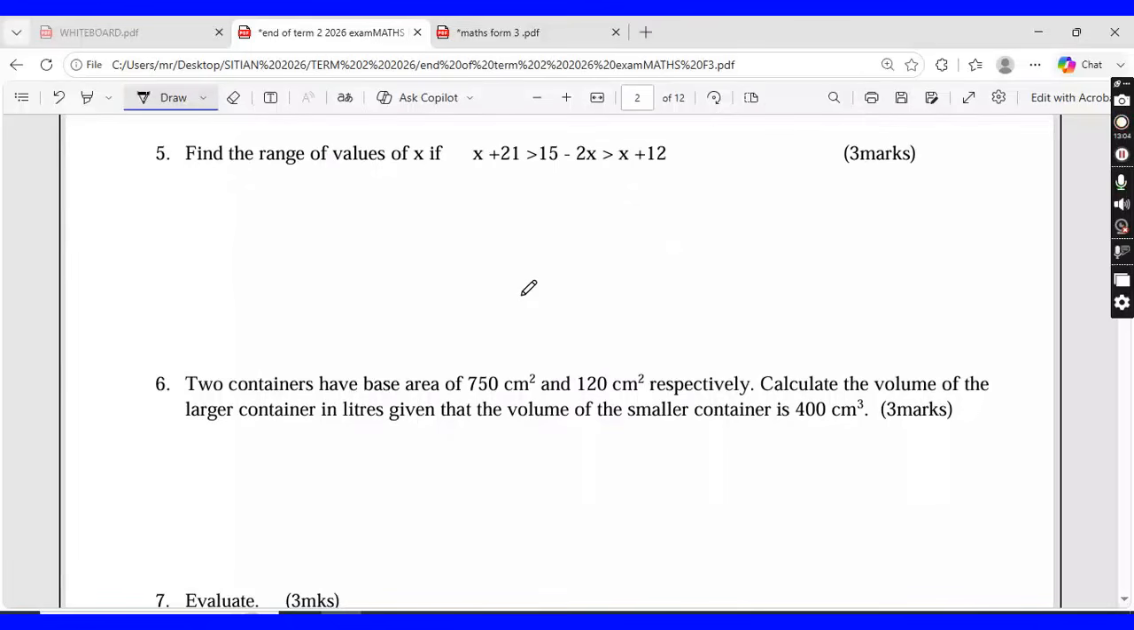Find the range for the values of X, that is paper 1. Find the range for the values of X in this one. So first you solve the first part up to here. After that, you solve the second part, which combines from here up to here. So you solve those two inequalities separately.